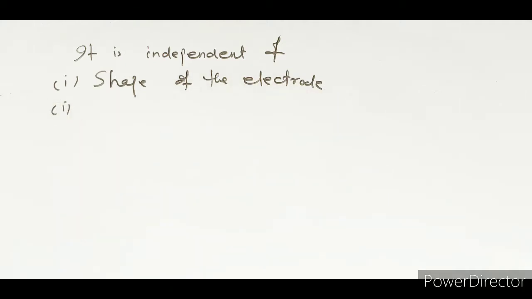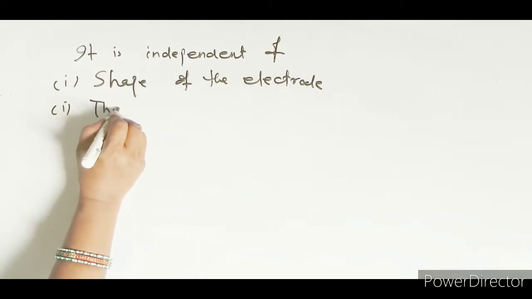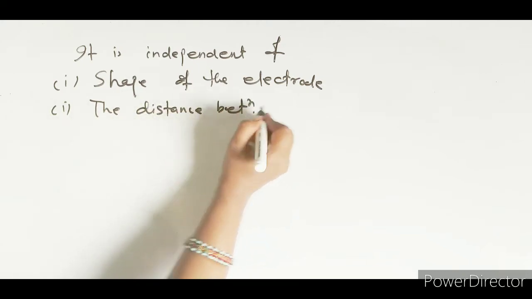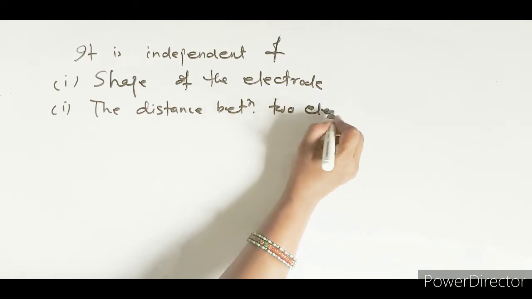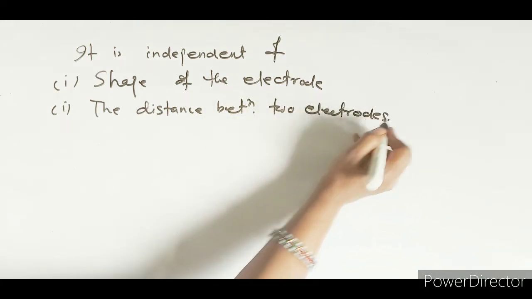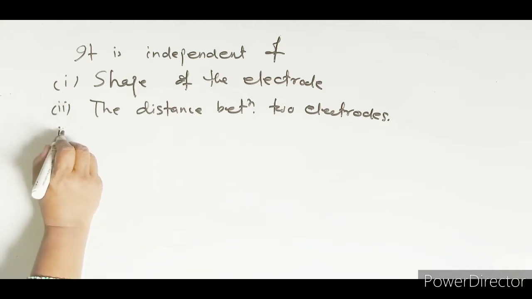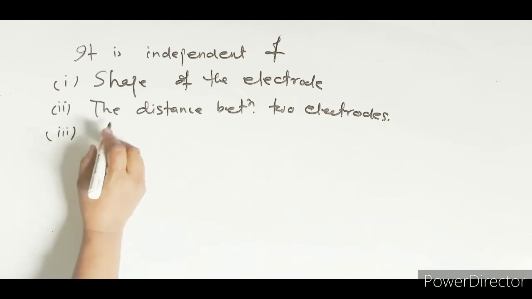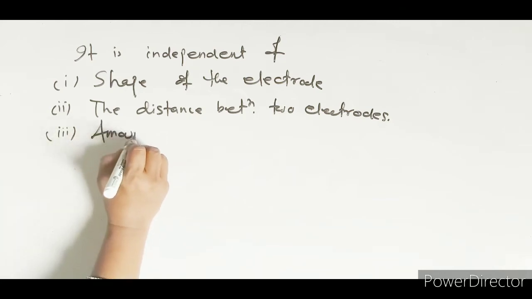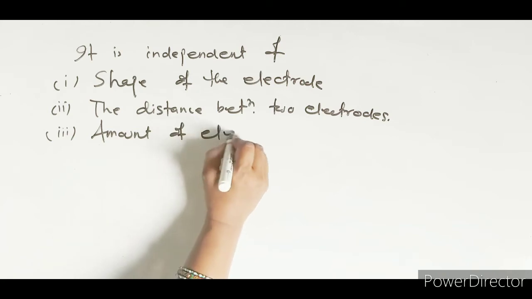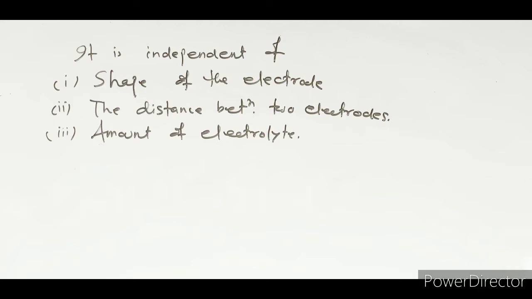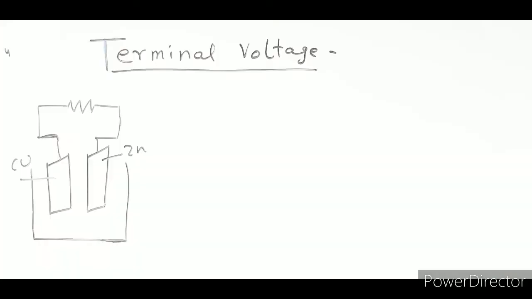The second one: it does not depend upon the distance between two electrodes. The third one: the amount of electrolyte. It does not depend upon the amount of electrolyte; rather, it depends upon the type of electrolyte used. So the next term is terminal voltage.